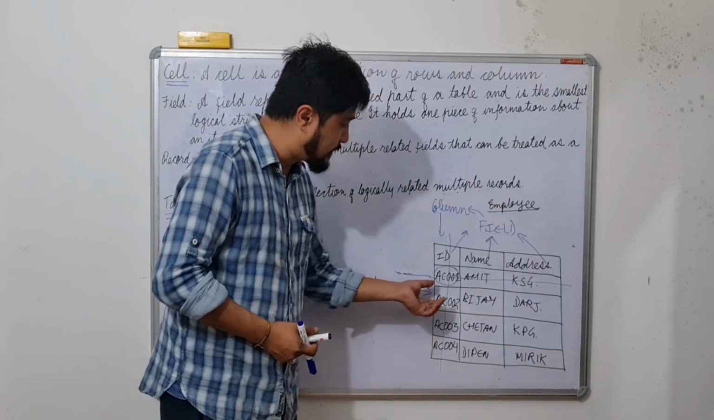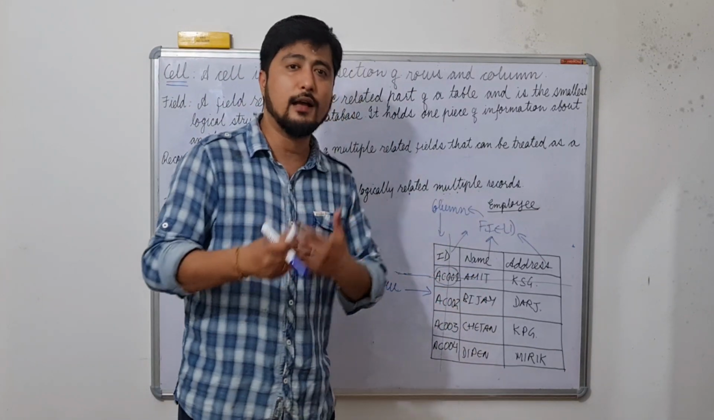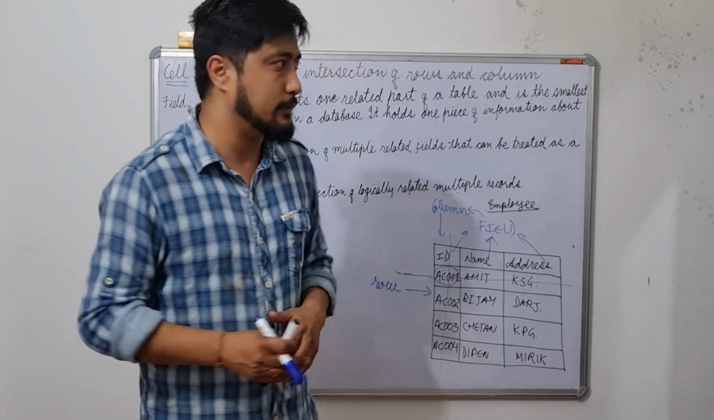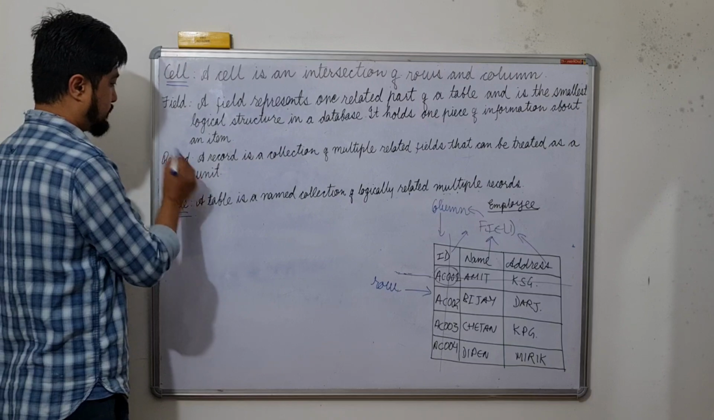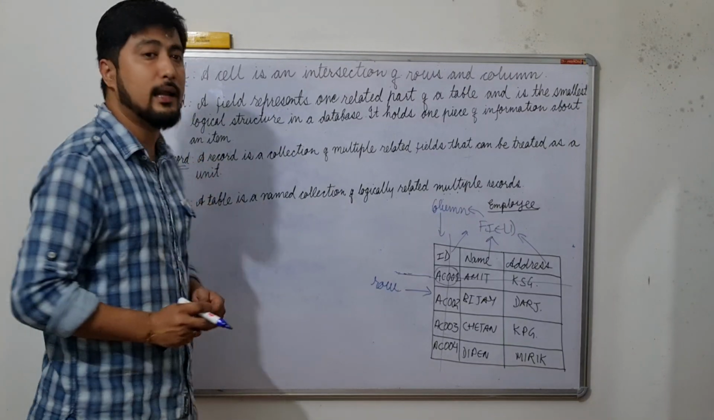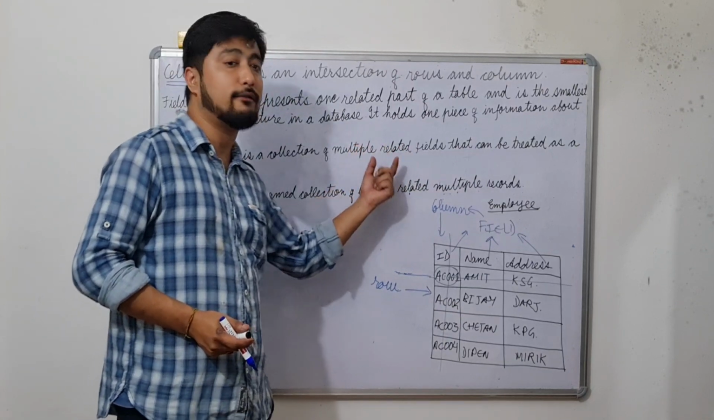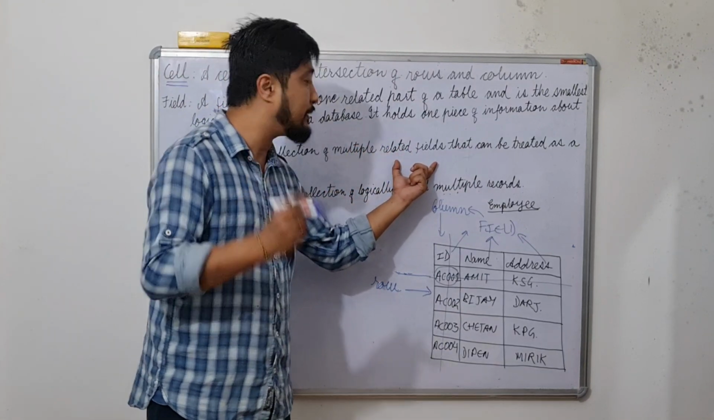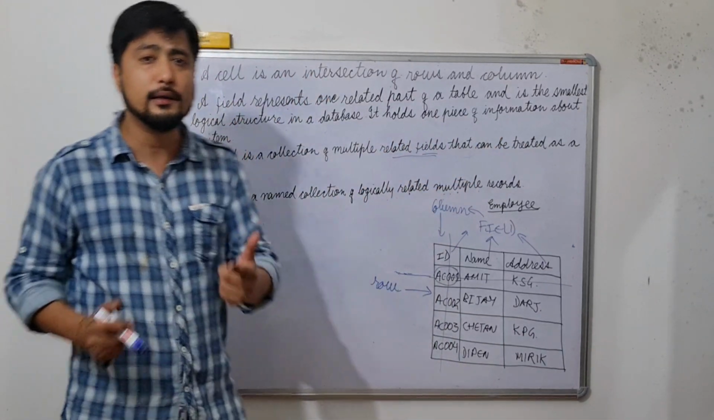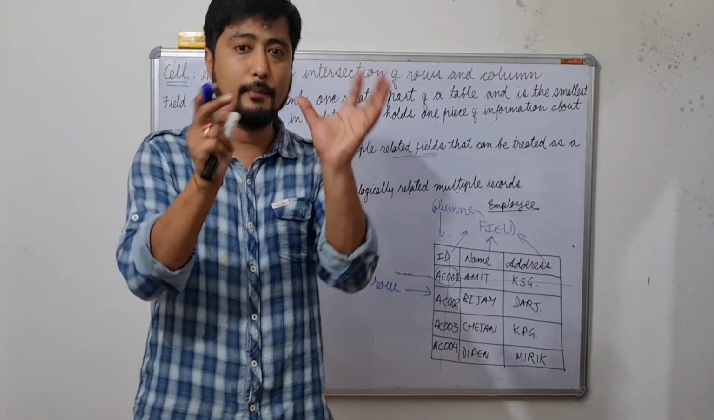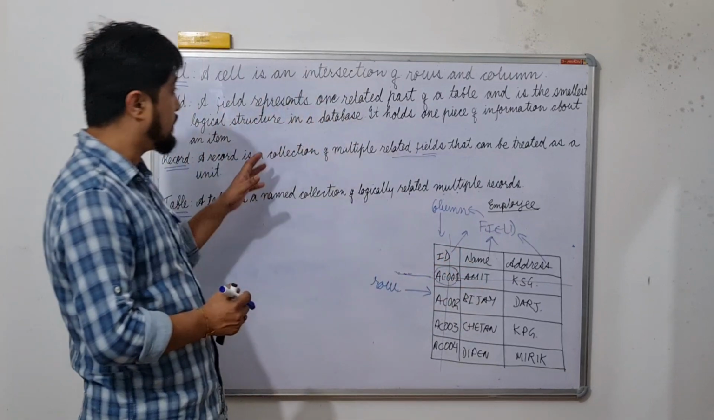So that means each and every one of these values is interrelated with each other. Okay, and next is record. A record is a collection of multiple related fields. Remember, multiple related fields that can be treated as a unit. So it is a collection of multiple related fields.